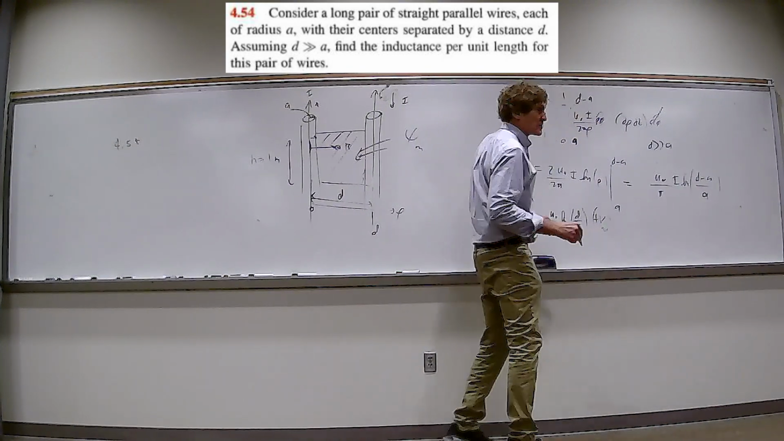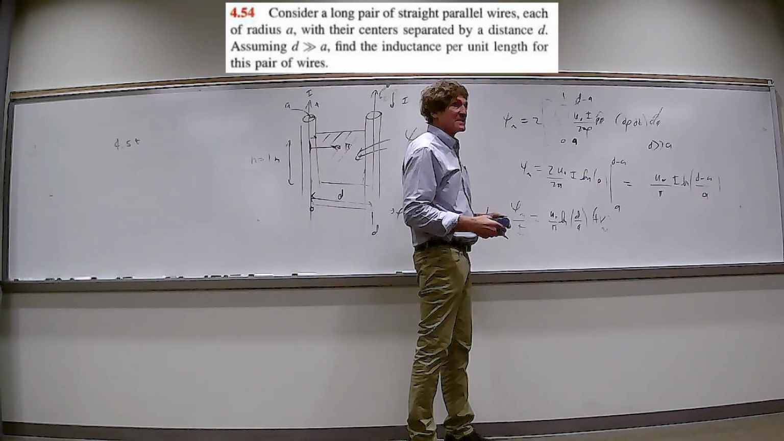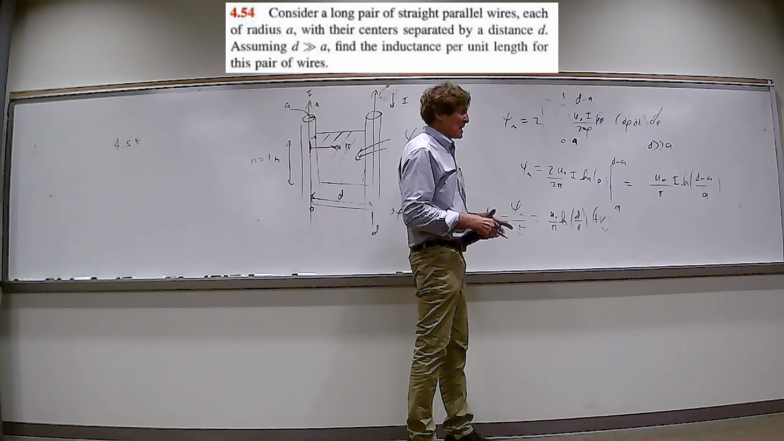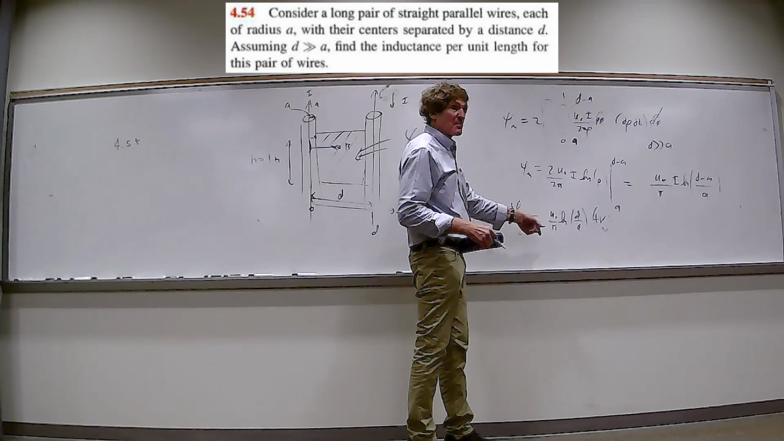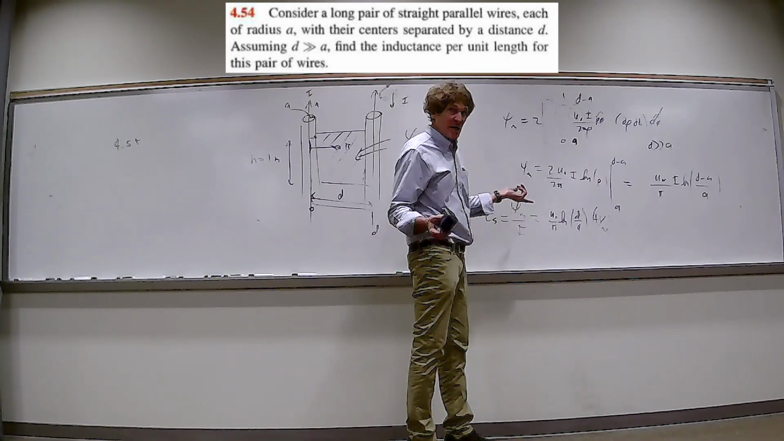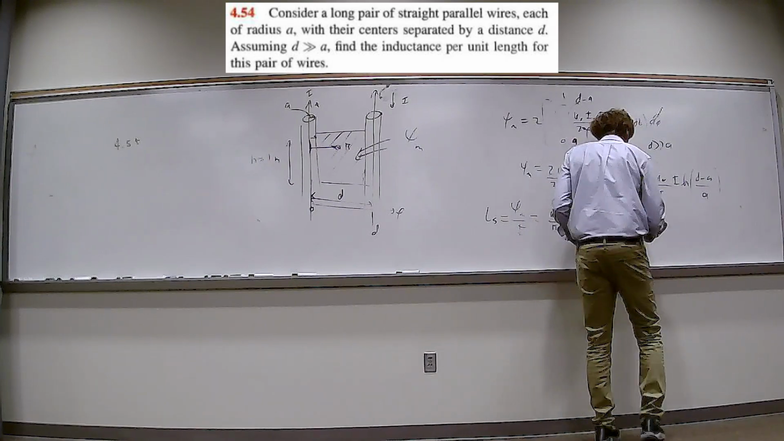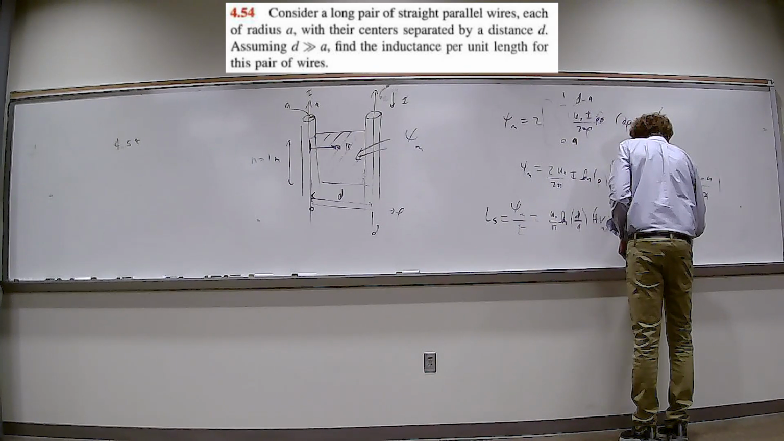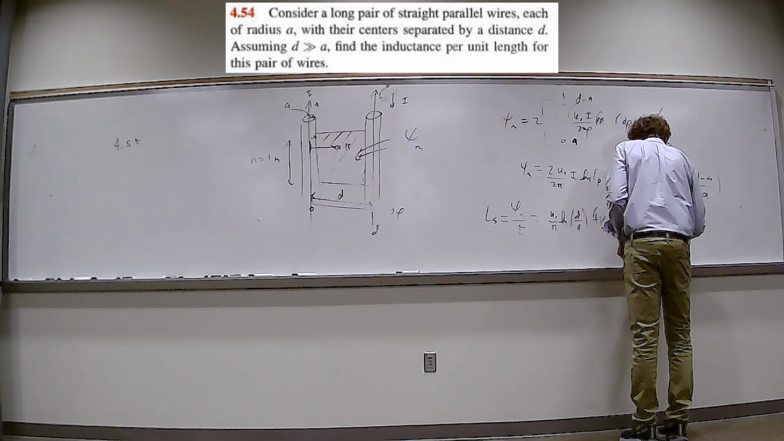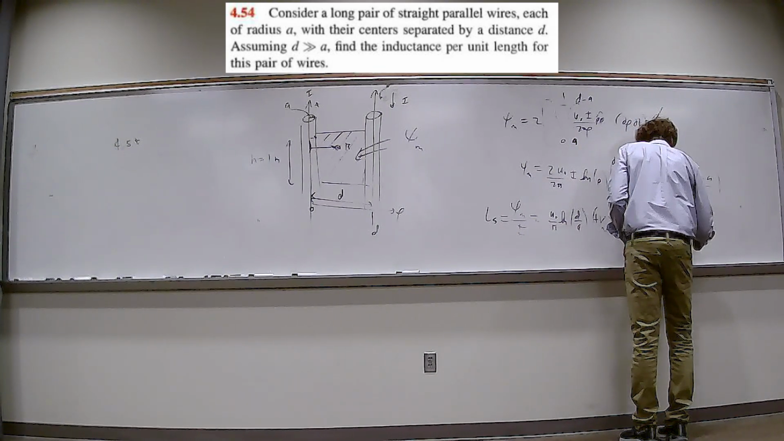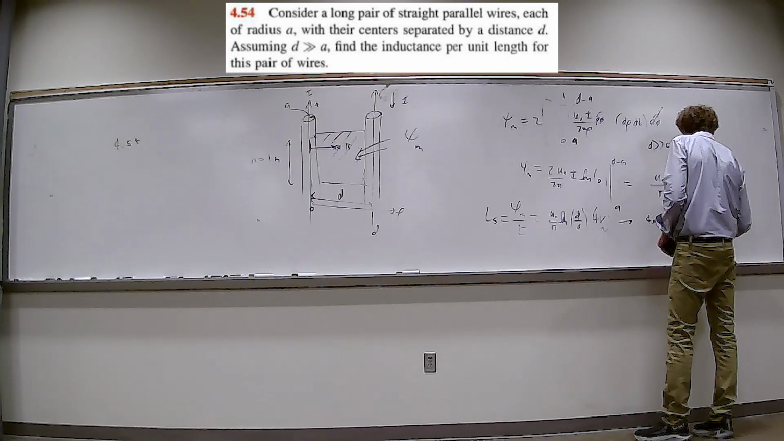Now, mu 0 is 4 pi times 10 to the minus 7th. Since you have a mu 0 there over pi, that's simply 4 times 10 to the minus 7th. Natural log, we can do it this way. I don't know what form he has, but 4 times 10 to the minus 7th times natural log of D over A, and this would be henries per meter.